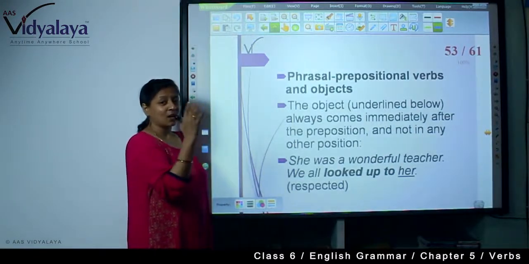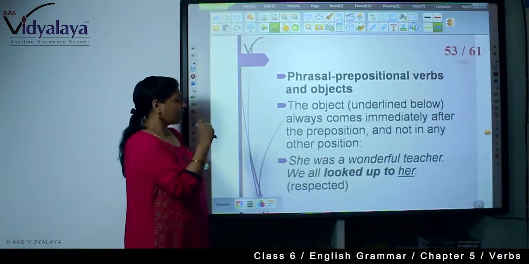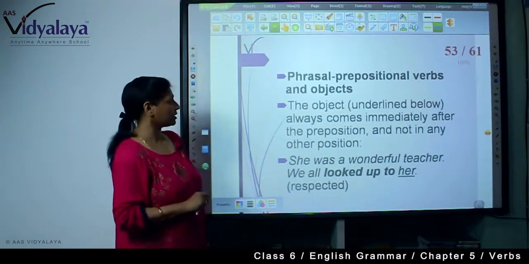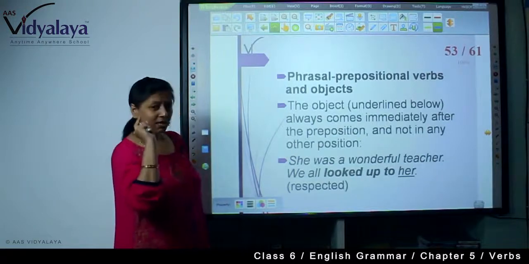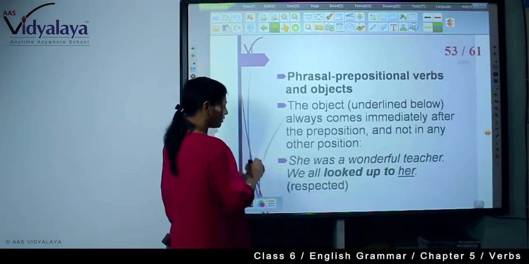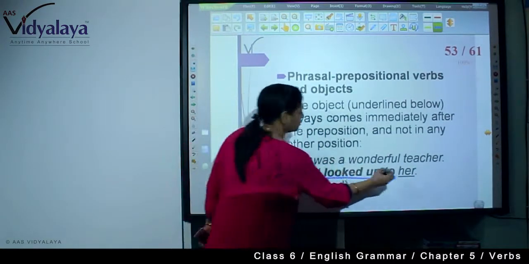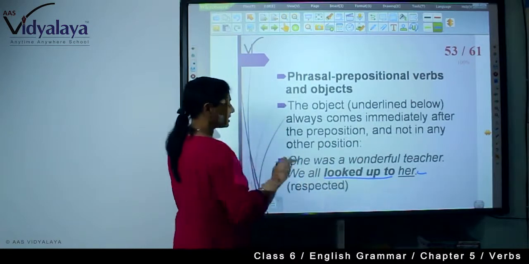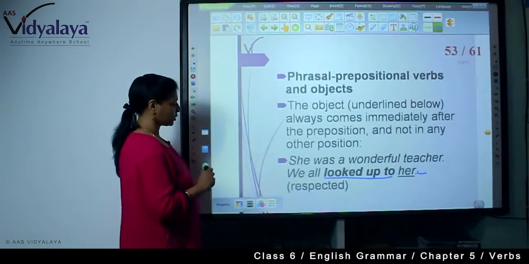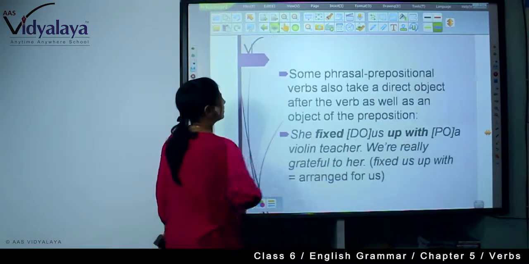Earlier we have seen objects can be before or after or in the middle, but in phrasal prepositional verbs, the object is immediately after the preposition. She was a wonderful teacher. We all looked up to her. See, the object is always immediately after the preposition. Looked up to means respected.